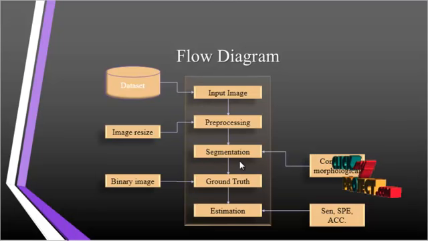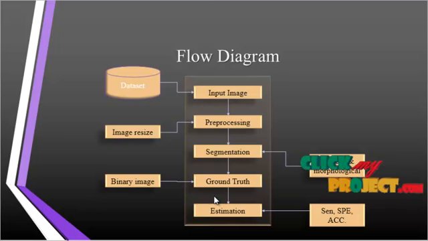In the segmentation process, we have to consider two types of segmentation. The first one is the active contour and the other is the morphological method. By using these two methods, we segment the image. After the segmentation, the liver region is segmented and the liver region is formed as a ground truth. The ground truth is nothing but the binary image that comes from the segmentation process.